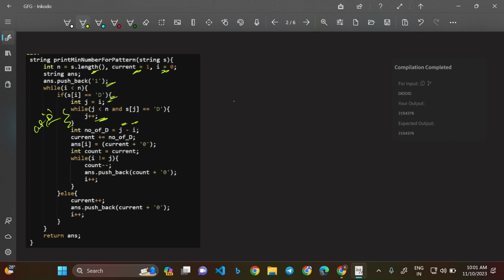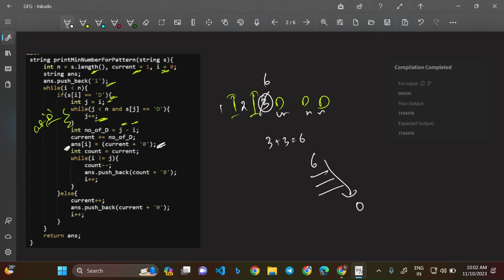I'll be increasing my current value with that number of D's. See, like in the previous example we had I, D, D, D, so initially we had 1, 2, 3, and now we are replacing this with 6. The reason being, there are 3 D's, so 3 plus 3 is equal to 6. That is what we'll be replacing here. So answer of i, that correct position i we are not updating, we are still at the position where we found D, so there we'll be replacing that 3 by 6. That is what we have done, and int count is equal to current, so that tells me how many things are left to decrease. From 6 I need to come to the point where I'll be compensating all the D's.